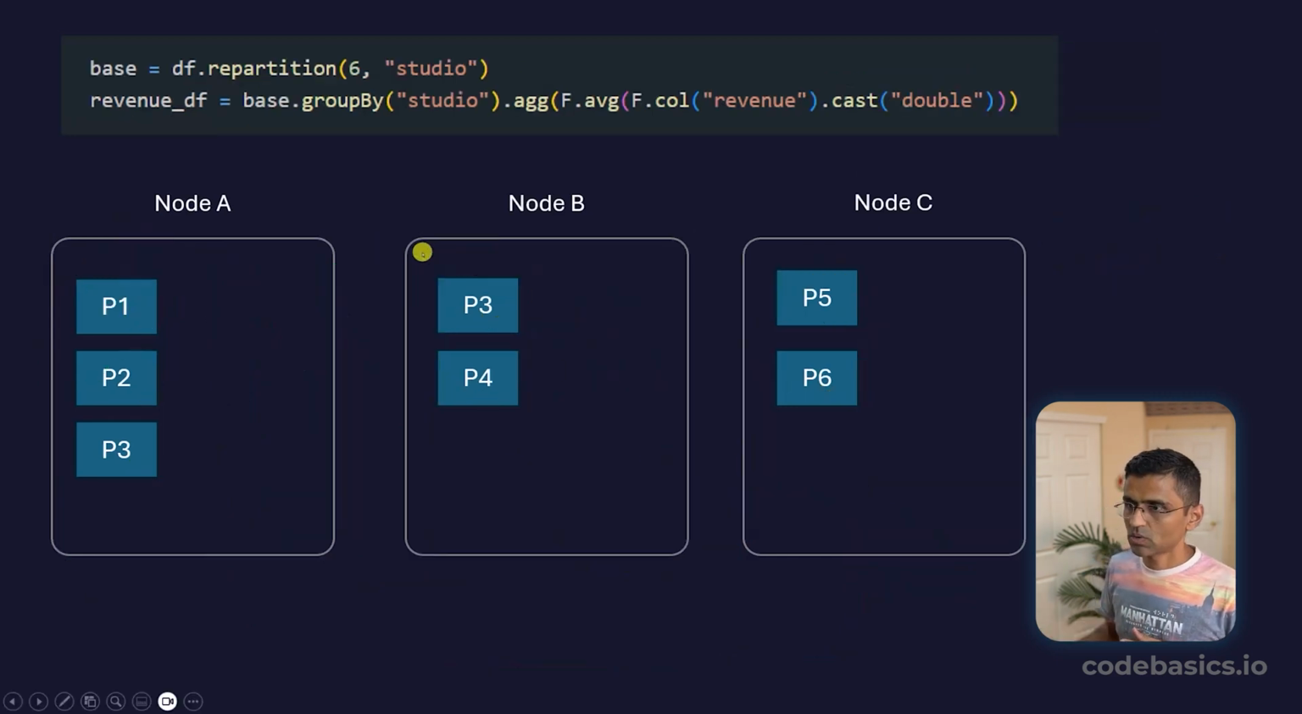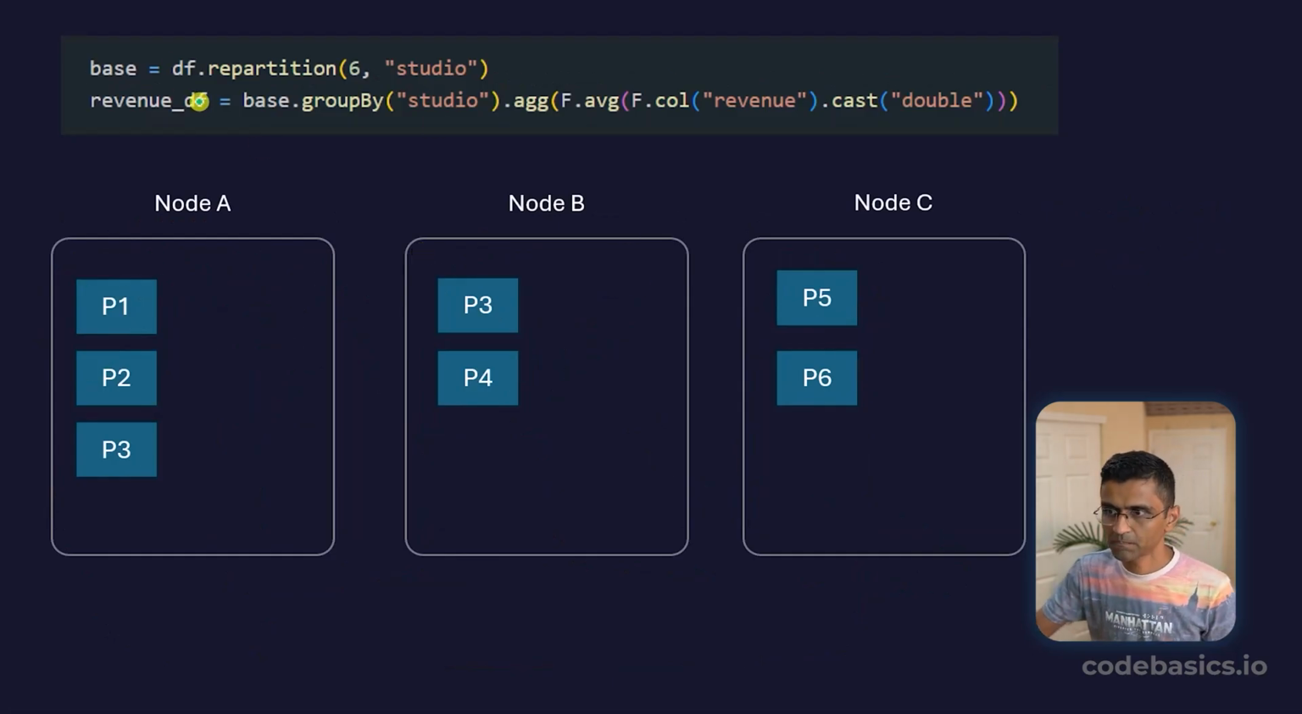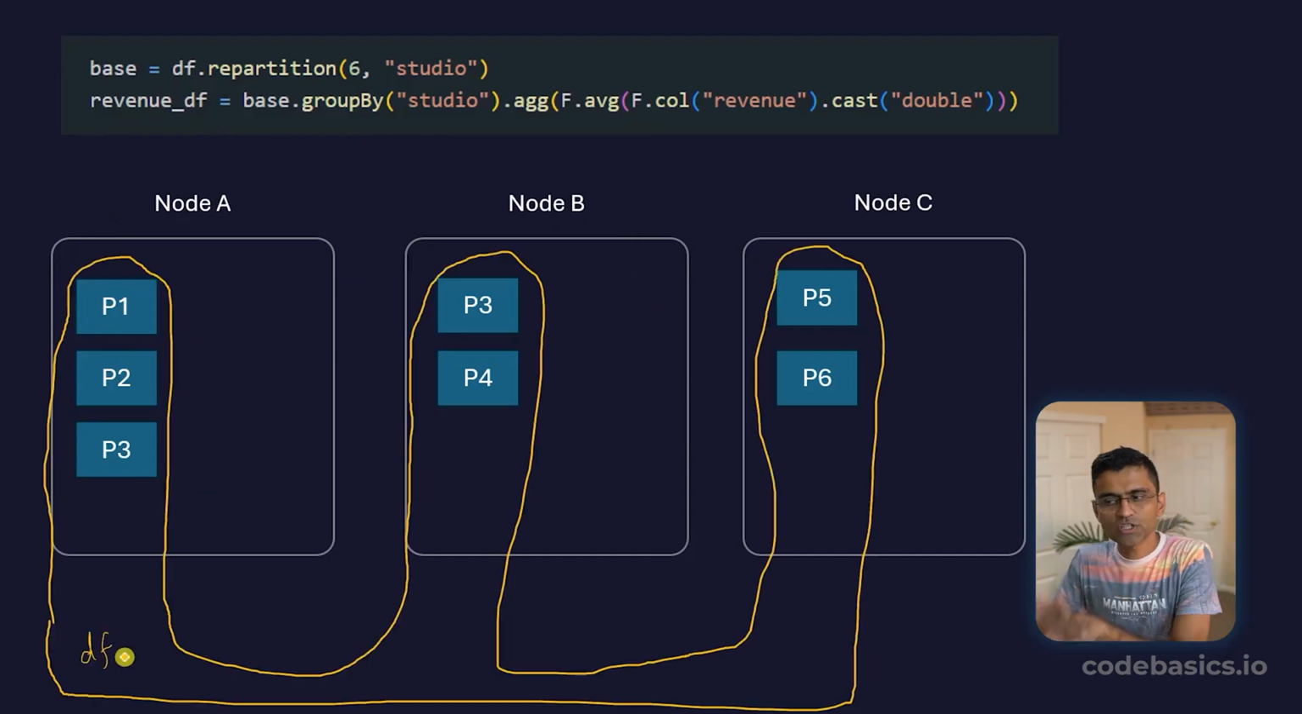So when you do df.repartition, see here, again this P1 to P6 is my DF. So this is your original DF. Now when you do df.repartition 6 studio, what I'm saying is create 6 partitions. Actually, the original one has 7. The numbering is wrong here. There are a total of 7 partitions.